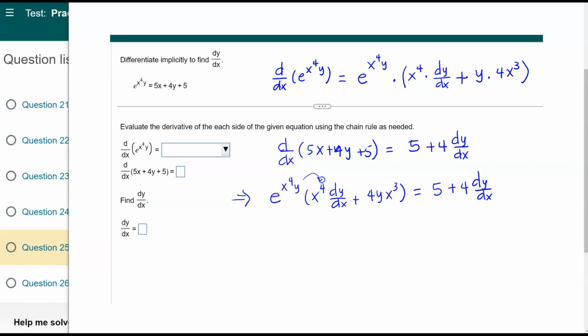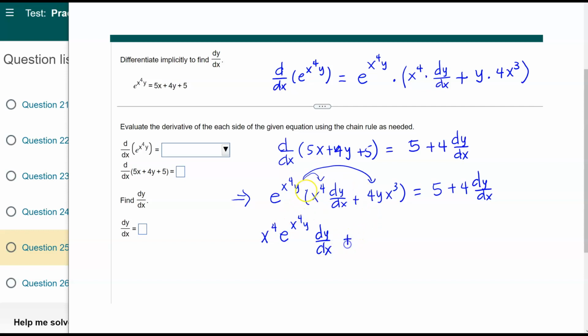To do that, you're going to distribute e to the x to the fourth y on each term inside the parentheses. So this expression becomes x to the fourth e to the x to the fourth y dy dx, that's the first term.